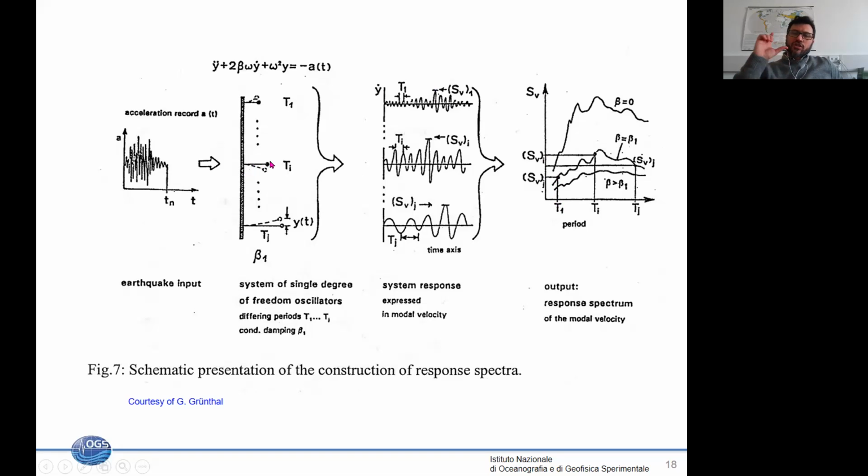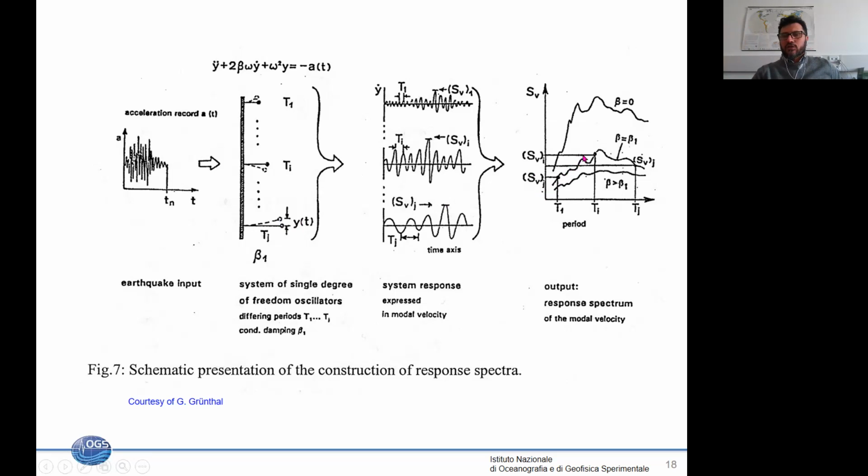Then we change the length of the oscillator. And this will have a different period because, you see, it's taller. So we'll have a longer period of oscillation, and you see it here. And we take the maximum value. So for this period, we report the amplitude that we record. And so on for many theoretical oscillators.